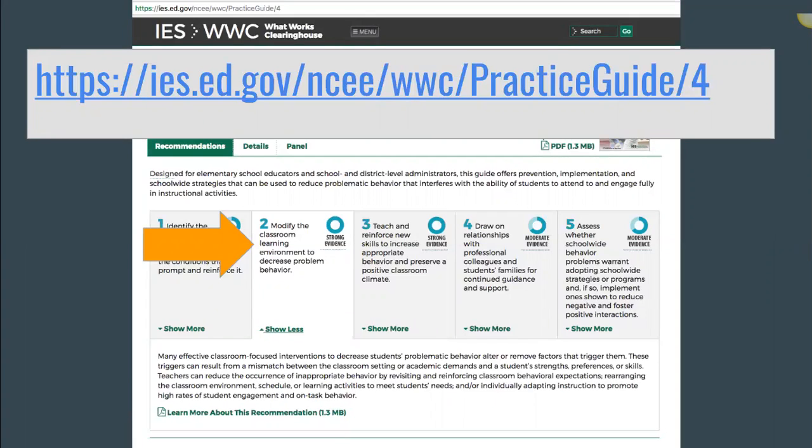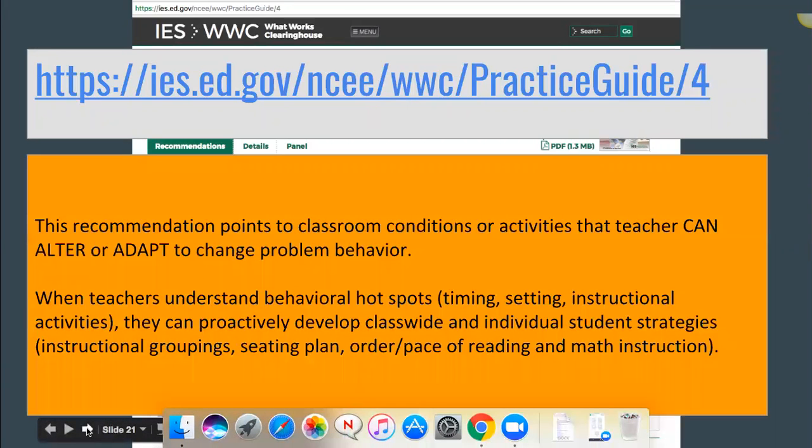So how do we do this? Teachers reduce the likelihood of problem behavior by revisiting and reinforcing classroom behavioral expectations, rearranging the classroom environment, schedule, or learning activities, and/or individually adapting instruction to promote high rates of engagement and on-task behavior.